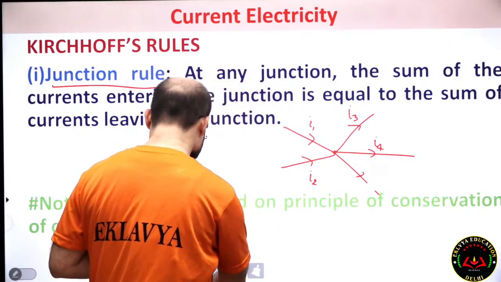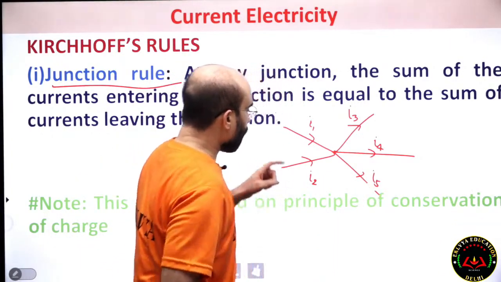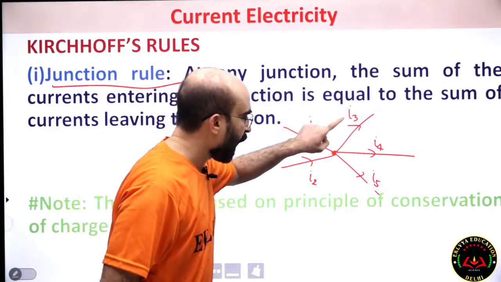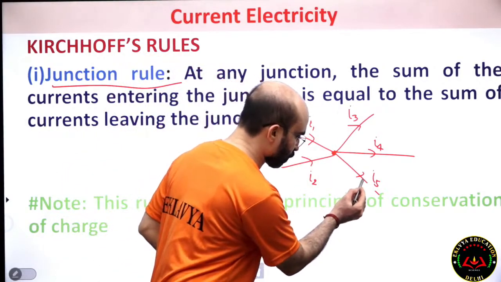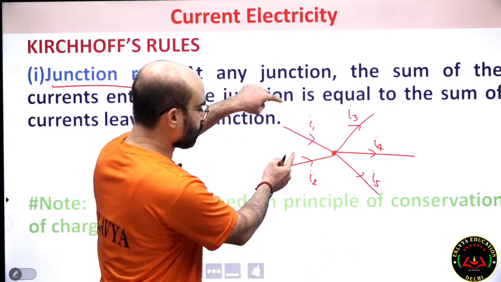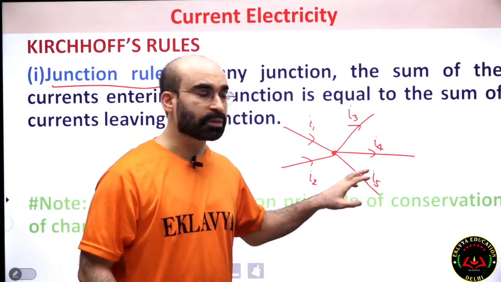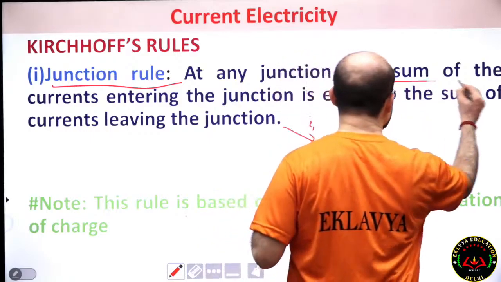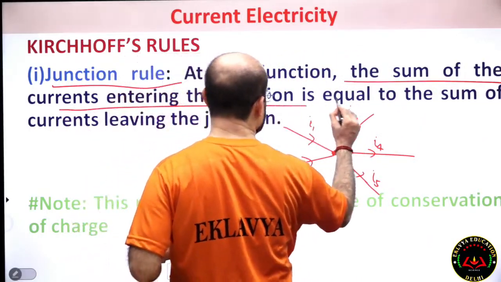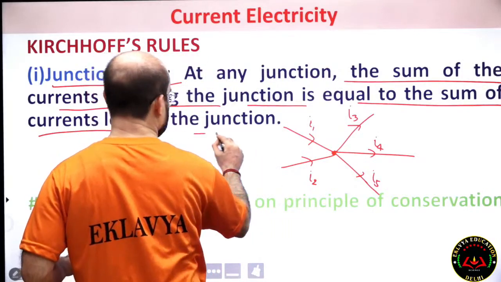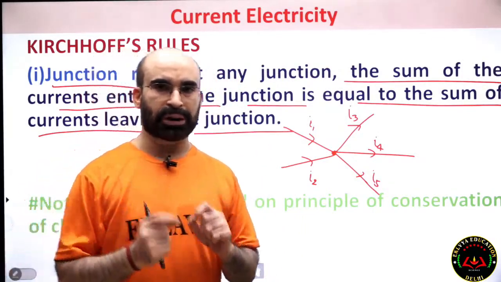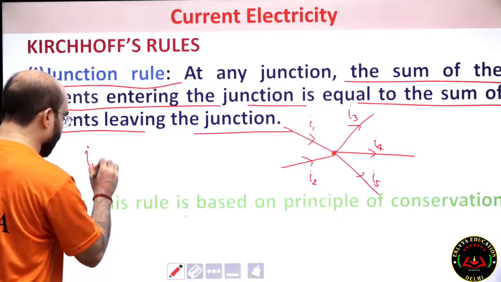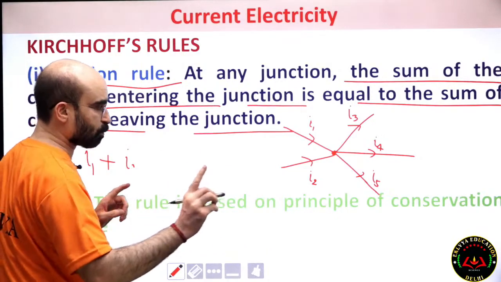Then what will happen? I1 and I2 are entering the junction. This is the junction. I3, I4 and I5 are leaving the junction. Currents entering the junction equal currents leaving the junction. So basically this is how the statement is. The sum of the currents entering the junction is equal to the sum of currents leaving the junction. So this is very simple. Here what we need to know is that current entering the junction is taken to be positive. I will explain why this is happening.